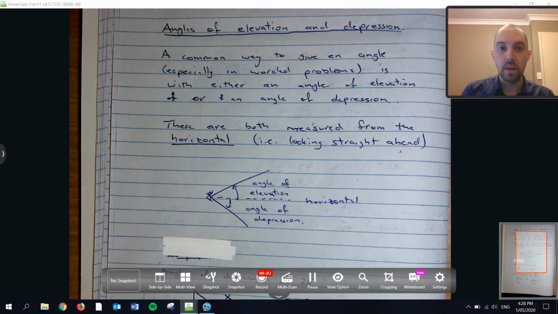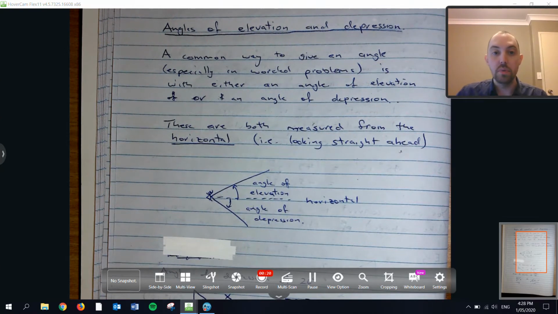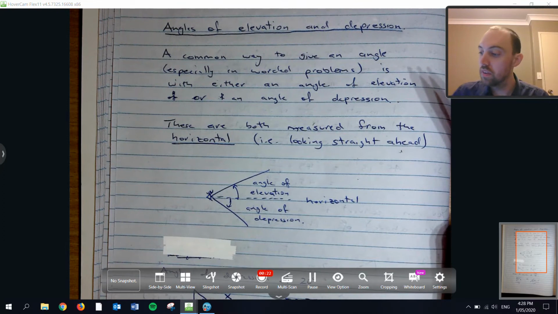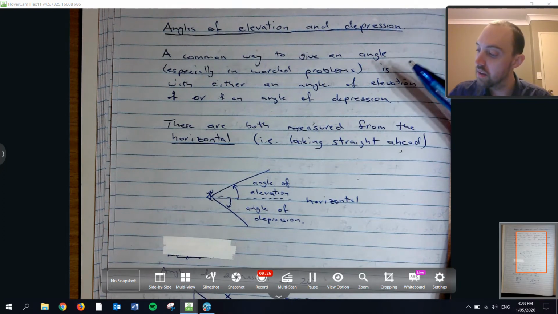Hey guys, today we're going to be looking at the second part of our review of right-angled trig, and we're going to be looking more at worded style problems. So we need to go through a few things that worded problems are usually going to approach, which is starting off with angles of elevation and depression.